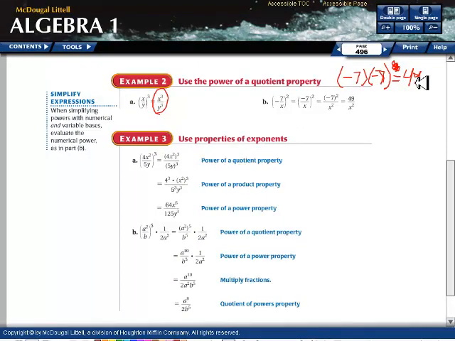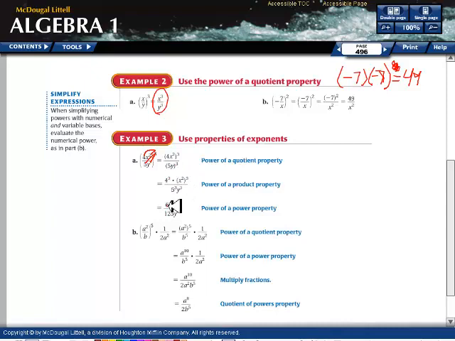Example 3, using all the properties together. So on this one, I've got 4x squared over 5y, everything is cubed. I tell them to almost think like this is a distributive property, okay? So 3 has to go to everything in here, the whole numbers and the variables. So 4 is cubed, x squared is cubed, so I'm raising a power to a power. 5 is cubed, and y is cubed.